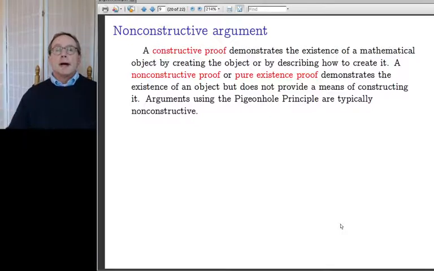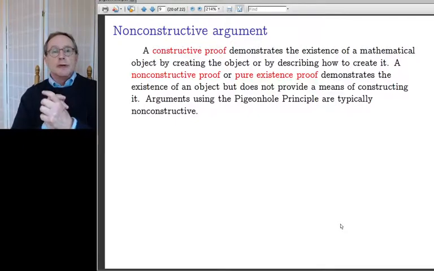So I want to make a point about the pigeonhole principle that might strike a person as interesting. A person who's in this class usually is here because you have kind of a computing mindset. You think about doing things by saying, well, we'll have a loop and then we'll flag the cases where this kind of stuff. In mathematics, a constructive proof is one that demonstrates the existence of some mathematical object by creating the object or by describing how to create it. A non-constructive proof, sometimes called a pure existence proof, demonstrates the existence of an object but doesn't provide a means for constructing it. So arguments using the pigeonhole principle are typically not constructive.